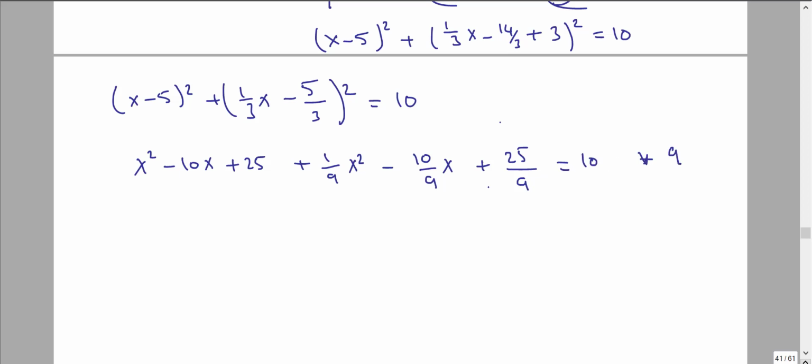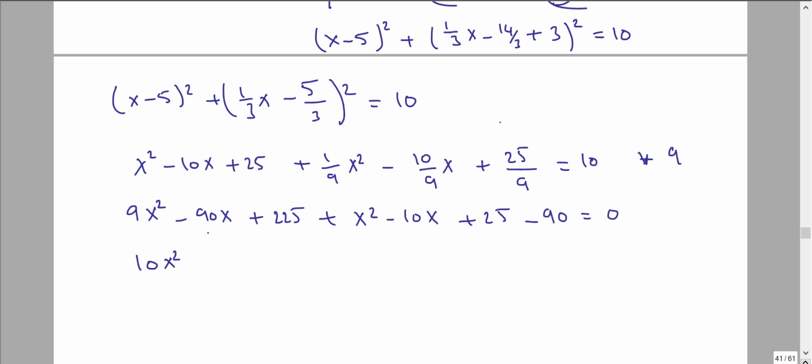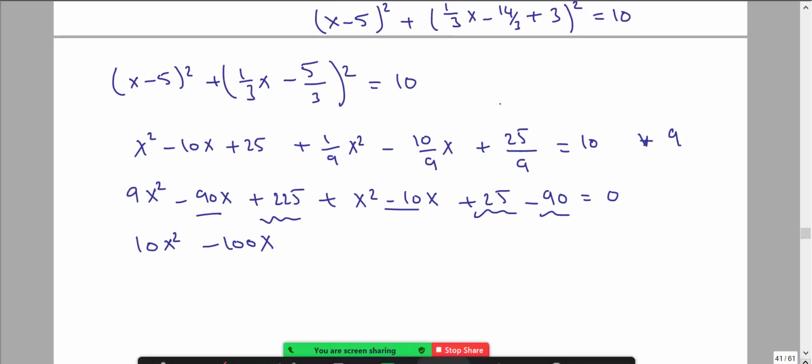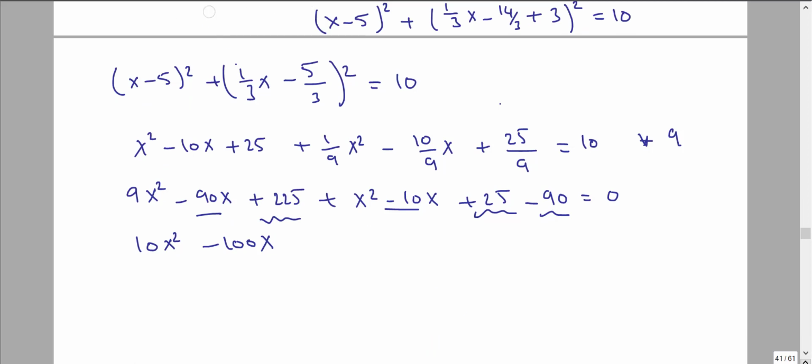Again, multiply the whole thing by 9. As we did before, this will be 9x squared minus 90x plus 225 plus x squared minus 10x plus 25 equal 90. Move the 90 here, now it will be negative 90. So 9x and x, that's 10x squared. 90x and 10x, that's negative 100x. Put this on the calculator, 225 plus 25 and negative 90. Put them on the calculator. So it's 160.